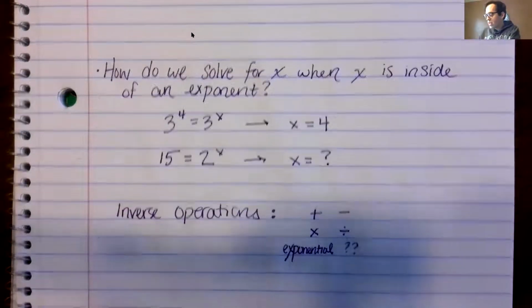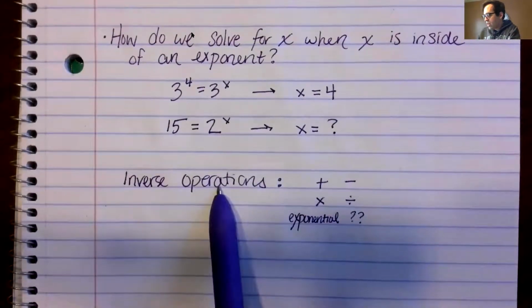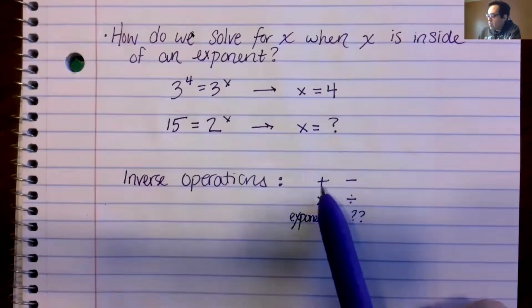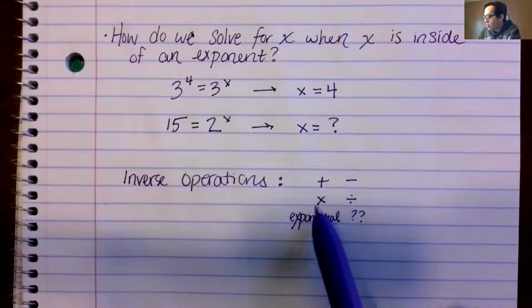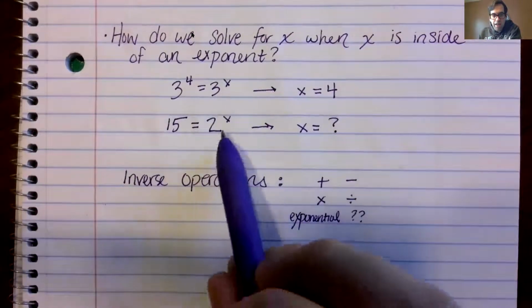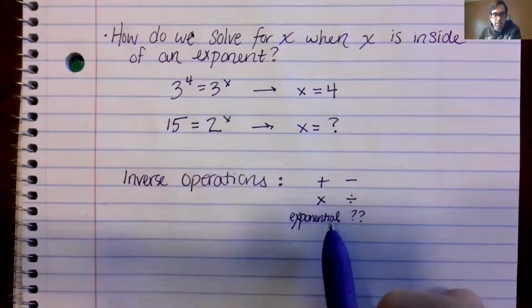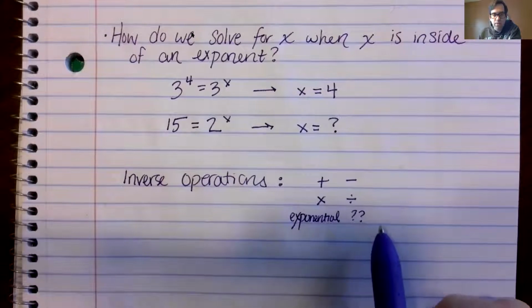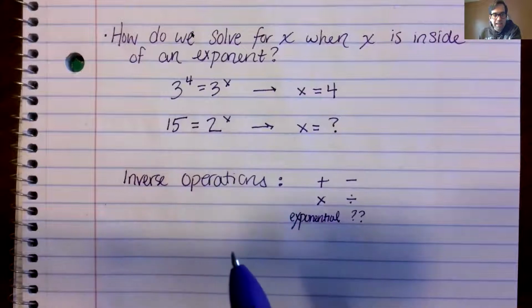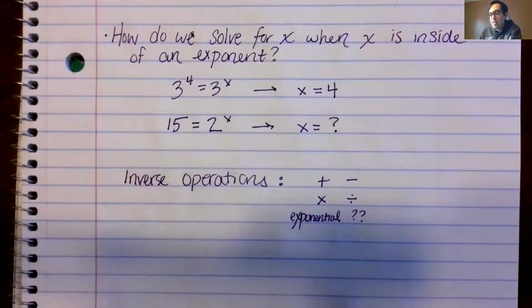And so normally to solve equations, we use inverse operations. So as we know, the opposite of addition is subtraction. The opposite of multiplication is division. The opposite of squaring something is square rooting something. But what's the opposite of the x being in an exponent? We don't know. There's nothing we can do to both sides of this equation to get that x out of there, except that there is, and that's where logarithms come into play.